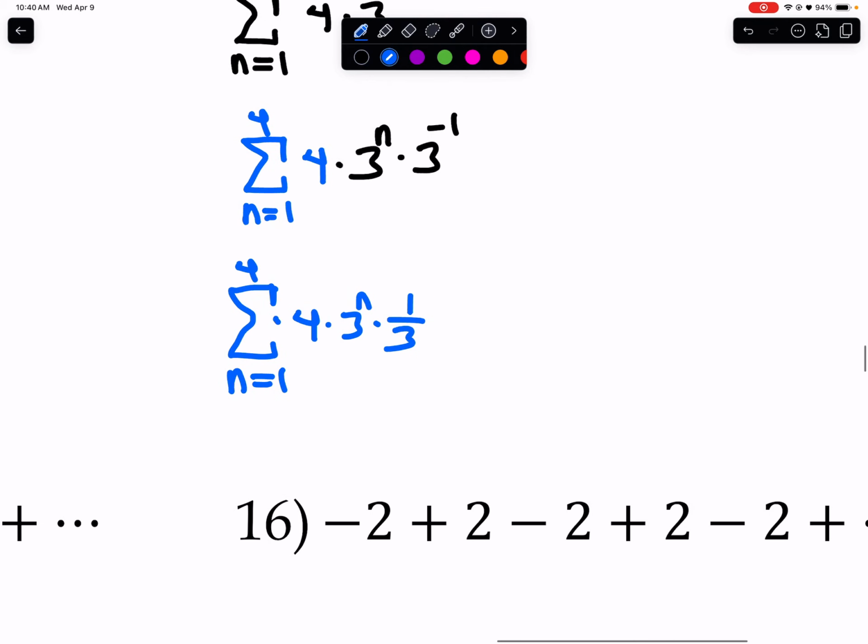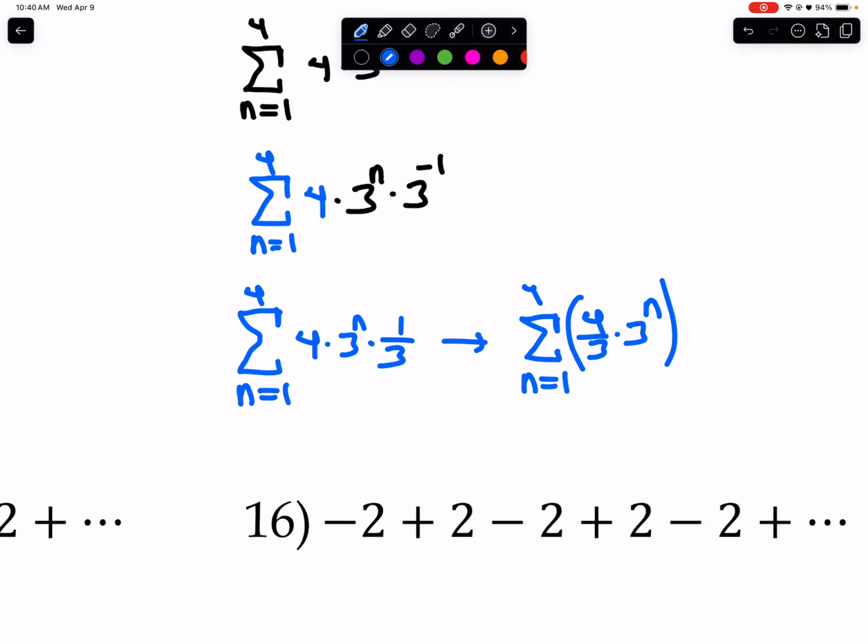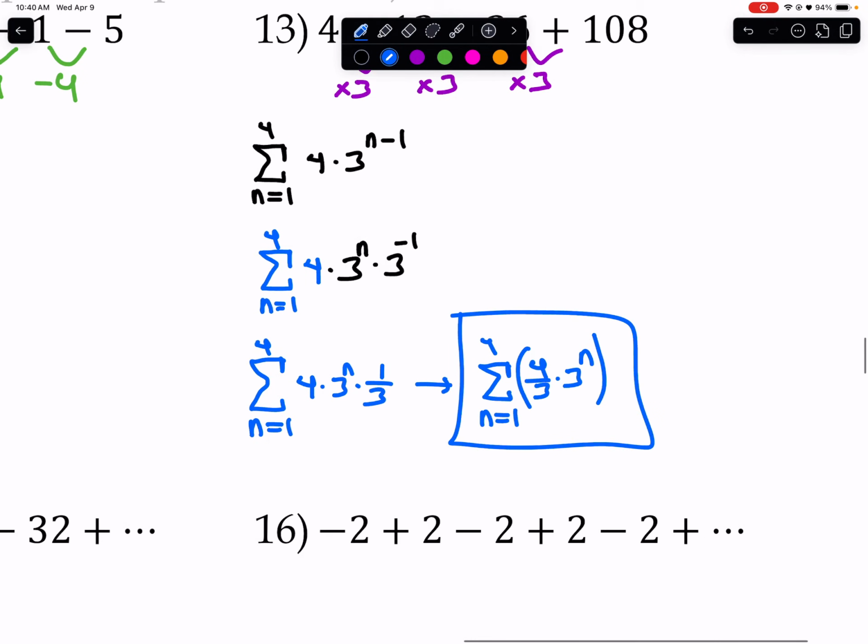And then I can multiply the 4 and the 1/3 together, which means I'm actually going to get summation from the first term to the fourth term of 4/3 times 3 raised to the n. So this is just another way of writing the summation. It's also equivalent. If it's multiple choice, we could technically ask for either one of those forms.